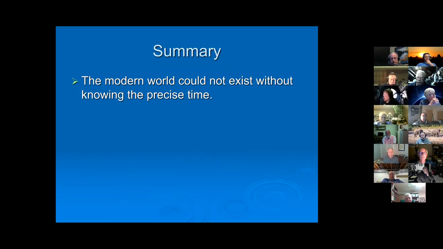As a summary, really simple: the modern world could not exist without knowing the precise time. We've gone through a lot of different things on what our world runs on and what we ham radio operators use day in and day out, and we don't think twice about those concepts. But if it wasn't for guys like Galileo and some of the initial computations that he worked on, we wouldn't have anything close to what we have for time, and modern society as we use it today would just not exist.